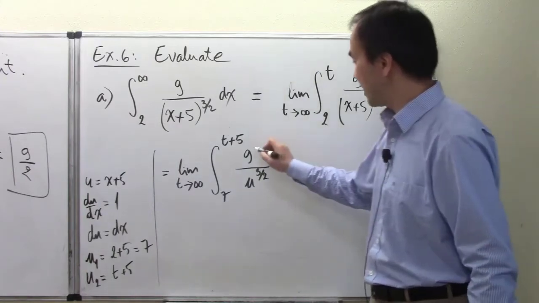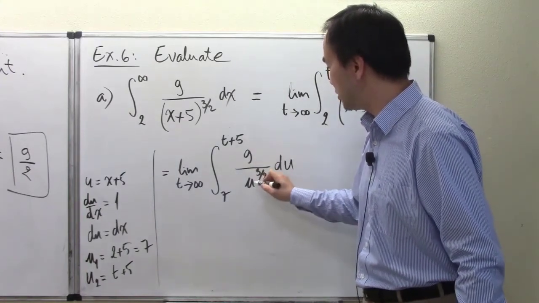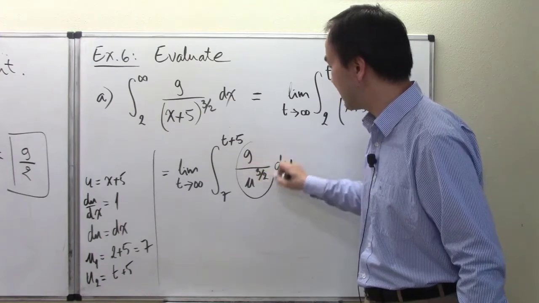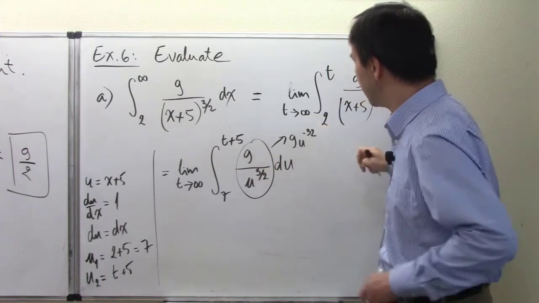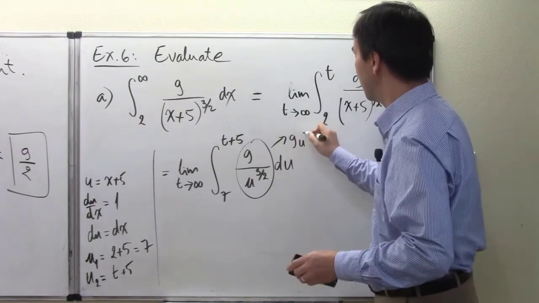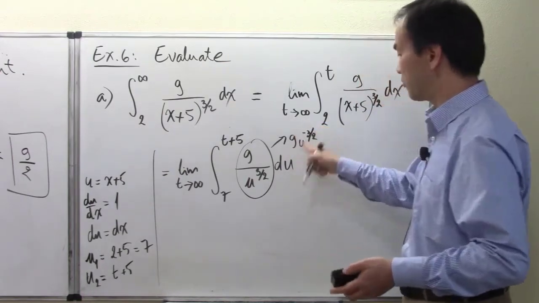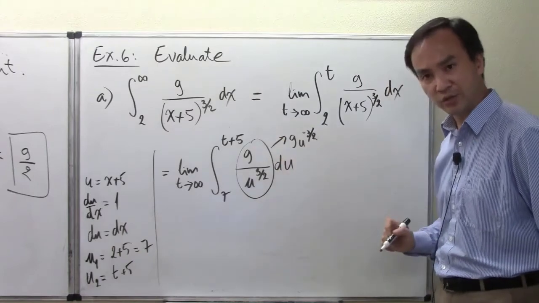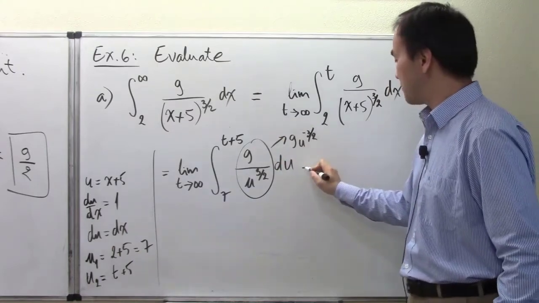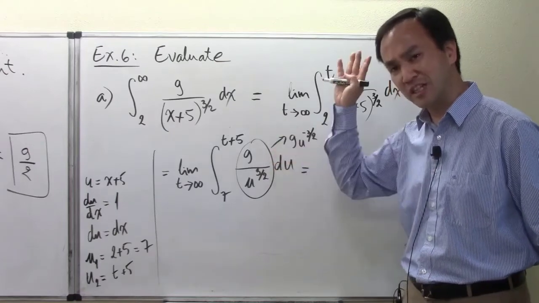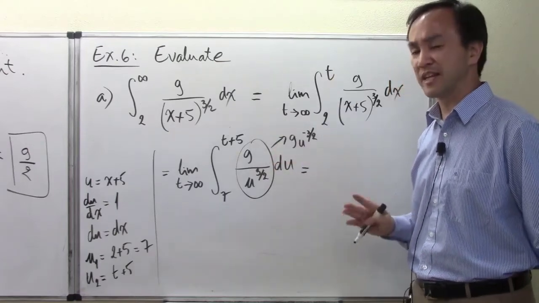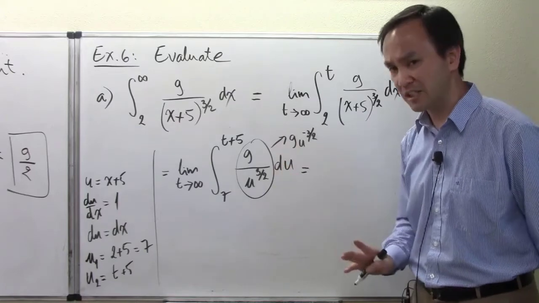Once again, we notice that 9 over u to the 3/2 power is the same as 9 times u to the minus 3/2. So that gives us a hint or a clue about how to move on in finding the antiderivative. Okay, and at this point, after you have seen tons of example problems, allow me to start speeding up the steps a little bit.